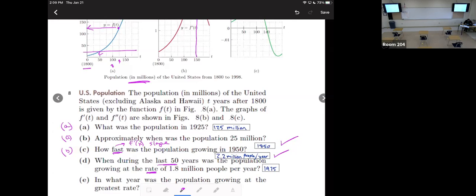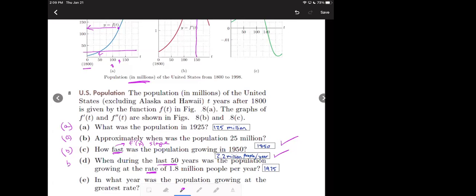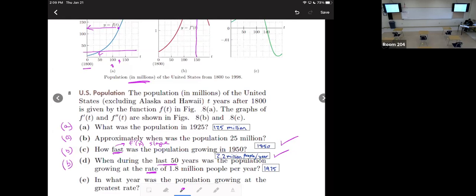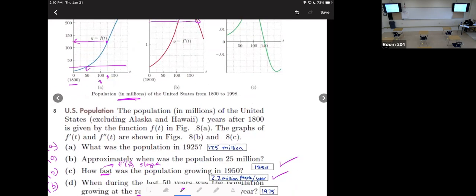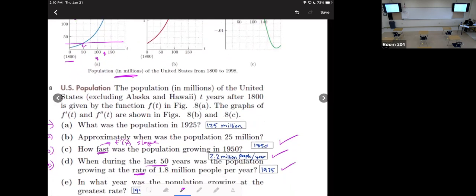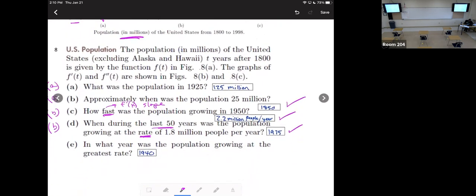Okay, so Jonathan, when you talk about rate, which of the three graphs do you want to use? You want to use the second graph? You're going to use the derivative because rate is slope. So when during the last 50 years was the population growing at a rate of 1.8 million? Let me just erase some of my other lines. Okay, so here is 1.8 million. This is the first time, but they want in the last 50 years. So you're going to answer just the second time. And that looks like 1975. So I agree with Mason there as well. Okay, so then the last question.